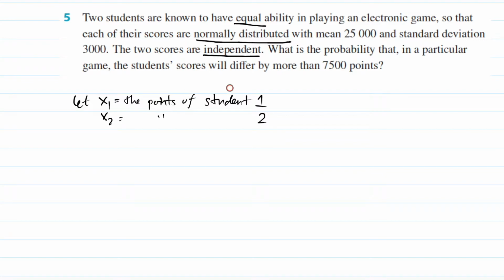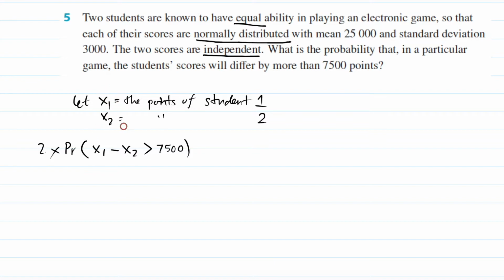Okay, and what are we trying to find? So establish the question. We are trying to find the probability. What is the probability that in a particular game the students' scores will differ by more than 7,500? So we are trying to find the probability that x1 minus x2 is bigger than 7,500 points. So it differs by more than 7,500, so that's why we have x1 minus x2, student number 1 minus student number 2's points, bigger than 7,500. Of course, we can also have the other way around, x2 minus x1, but because they share the same mean and standard deviation, you can just multiply that number by 2 to get your answer.